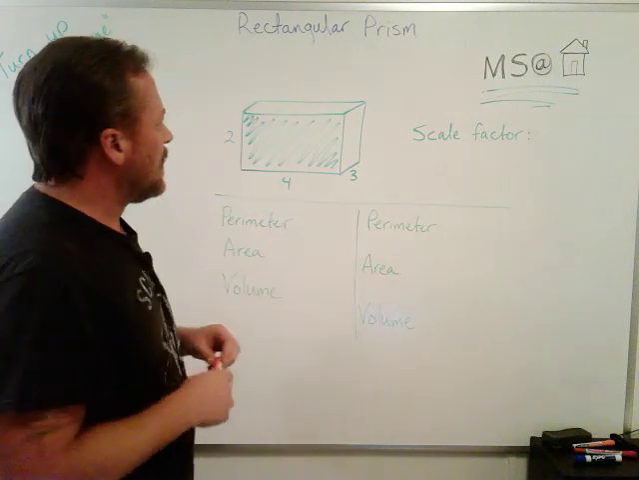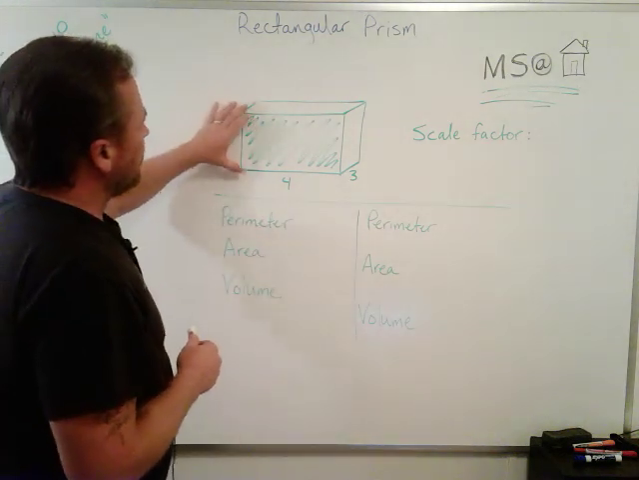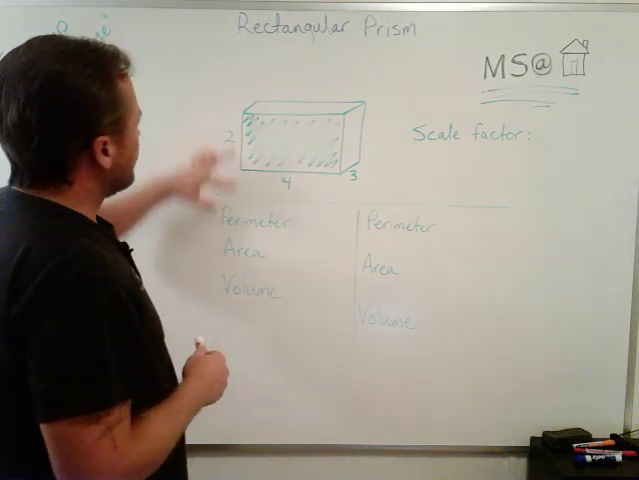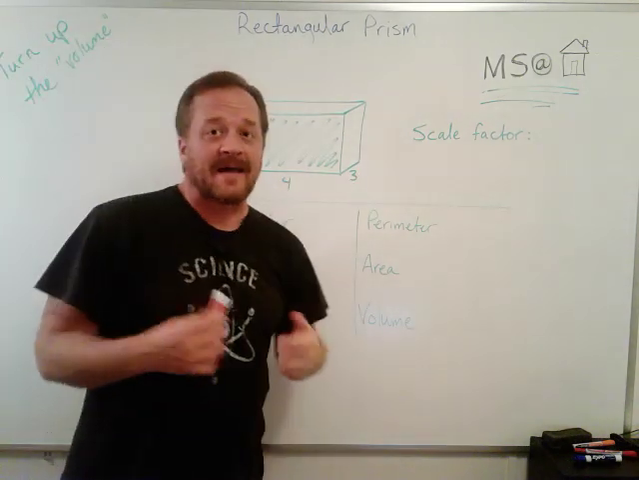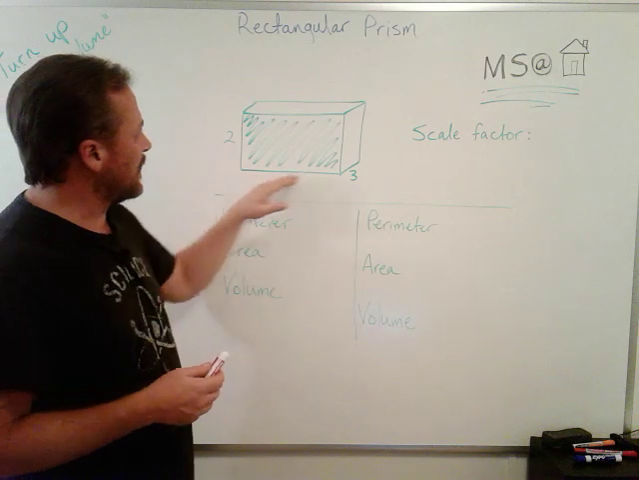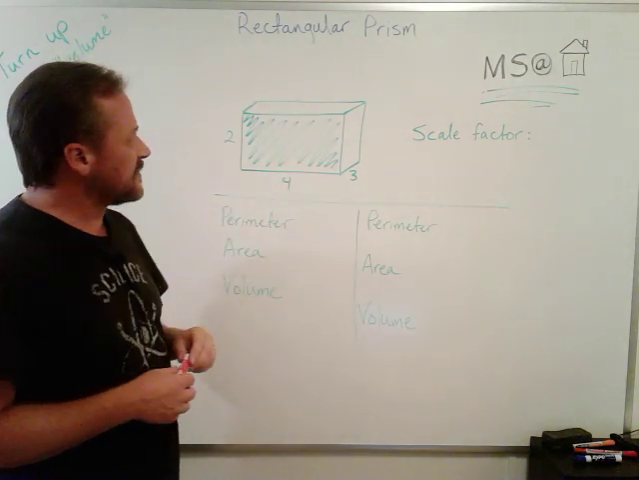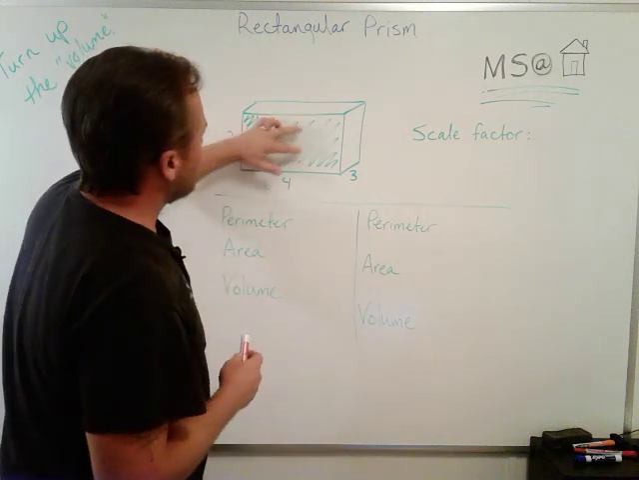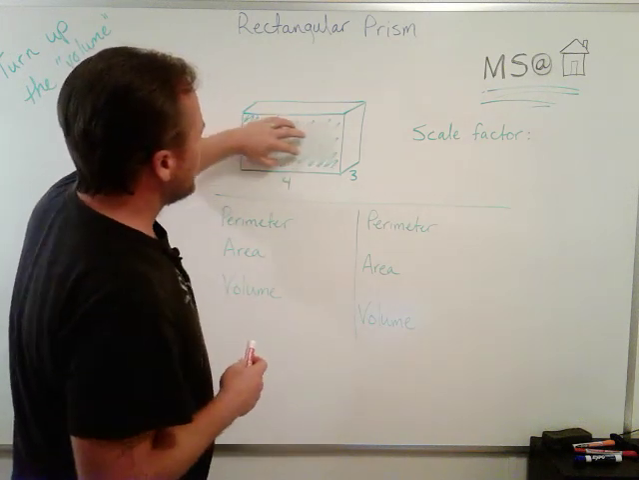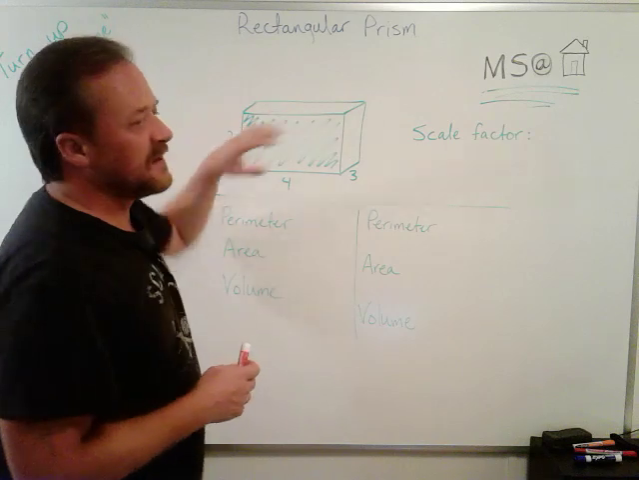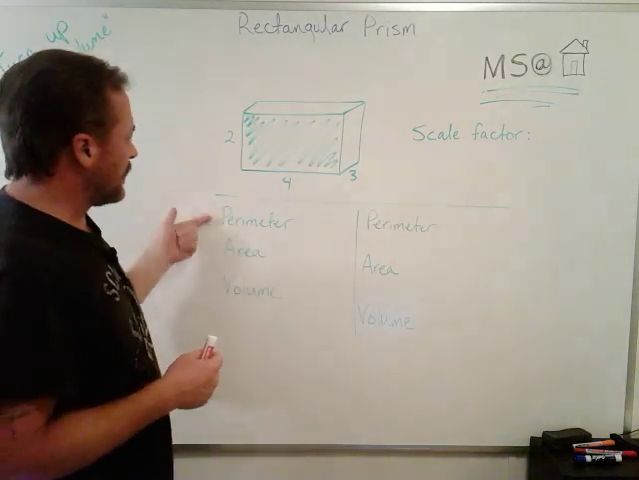First thing I'm gonna do is look at this rectangular prism right here. It's got some dimension measurements on it right now. The height is 2, the base is 4, and the depth is 3, all right? First thing I wanna make sure we understand is this face that I've shaded in. That's the face that I'm gonna be looking at when I'm talking about perimeter and area.